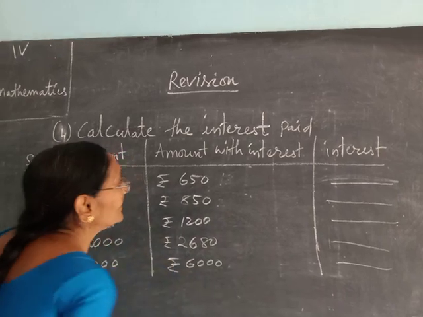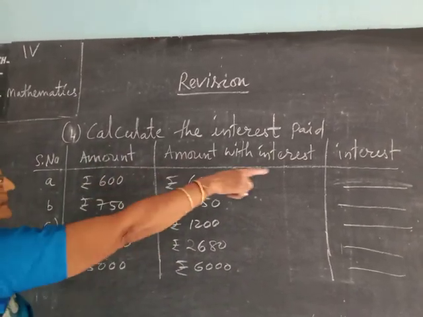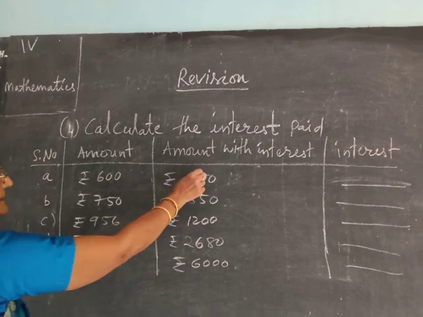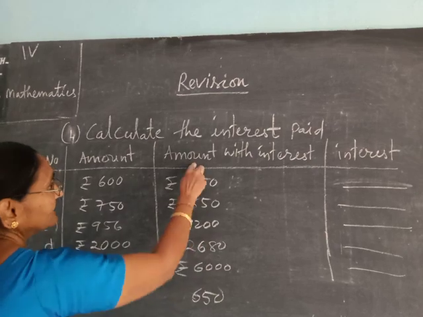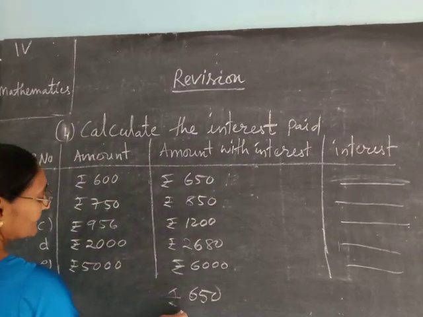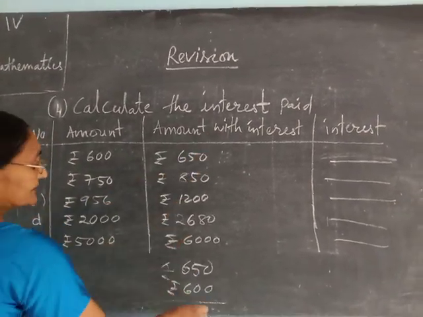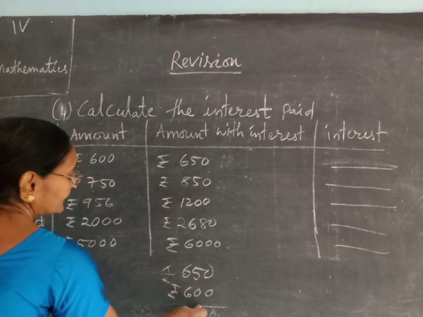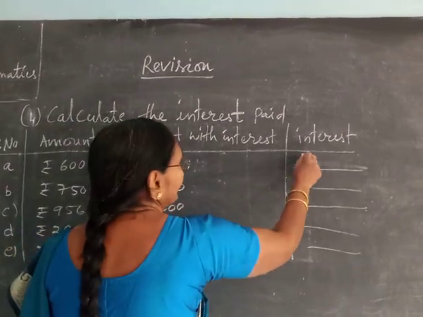Here we have to find the interest. Amount with interest minus amount is the interest that will come. So how much is the amount with interest? 650. It is amount plus interest. So only the amount is there. You have to subtract the amount from the amount with interest. Then how much will come? That is the interest. So subtract. How much is there? 50 rupees is there. So you have to write here 50.